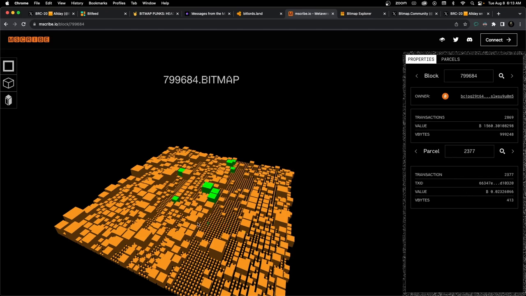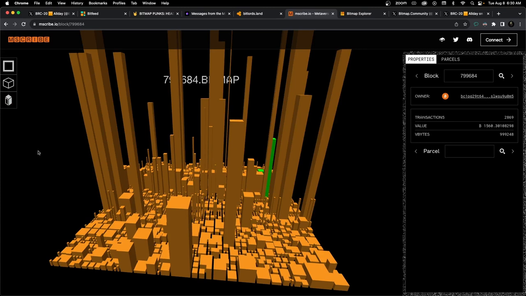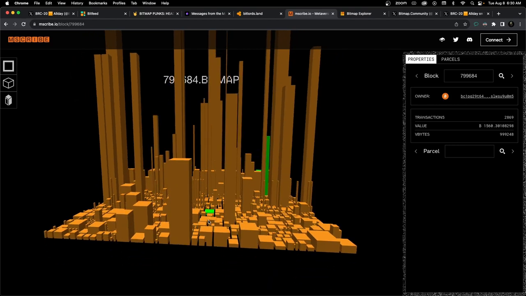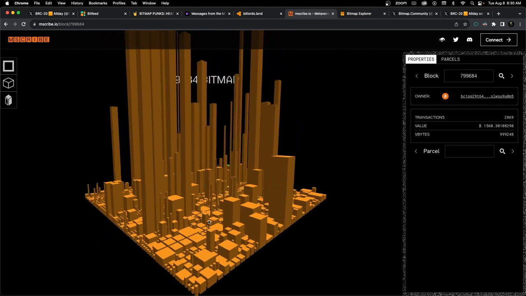It gives you the value that was transacted in that parcel, and also gives you the parcel number over here. But they take it a step further, where they give you the ability to view the district based on vBytes, which I believe is the space a transaction took in the block. Which is pretty interesting here. As you can see, this gives you a completely different feel and a completely different look of the districts.